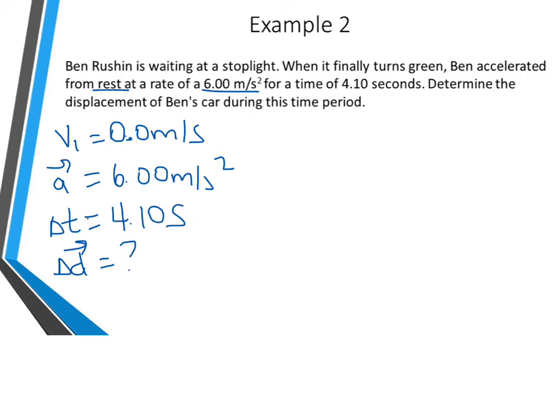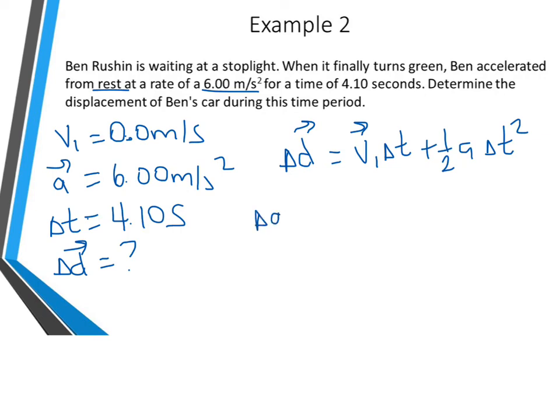So have a look at your equations. You want something that doesn't have VF in it because we do not know his final velocity. So it's going to be this equation here. And since we're being asked to solve displacement, we don't have to rearrange this equation, which is nice. So we can just go ahead and put all of our information in. It's okay with me if you leave out units, just to save you some space.